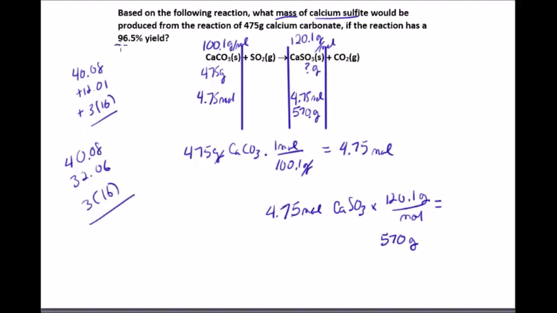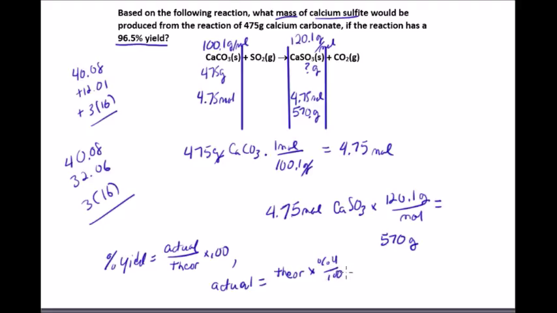you're told that you have a 96.5% yield. So how do I find my actual yield? We can start with the same formula. Percent yield equals actual over theoretical times 100. If you solve for actual, then what you're going to come up with is actual equals theoretical times your percent yield over 100.